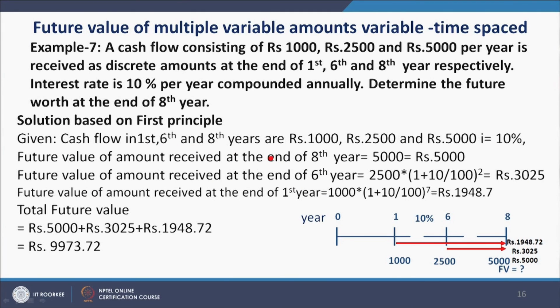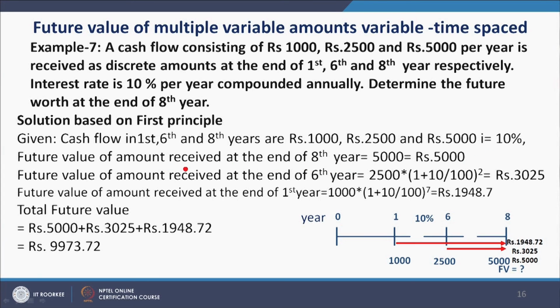Now, let us take future value of multiple variable amounts in variable time spaced. So, here the investments are different. Here the investment is 1000, 2500 and 5000, and they are also invested at different times. It is at the end of first year, this is at the end of 6th year and this is at the end of 8th year. So, they are not uniform. Such type of problems are done using first principle. So, given cash flow in first, 6th and 8th year are 1000, 2500 and 5000, I is equal to 10%.